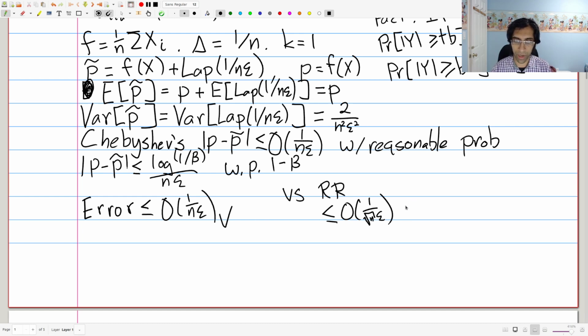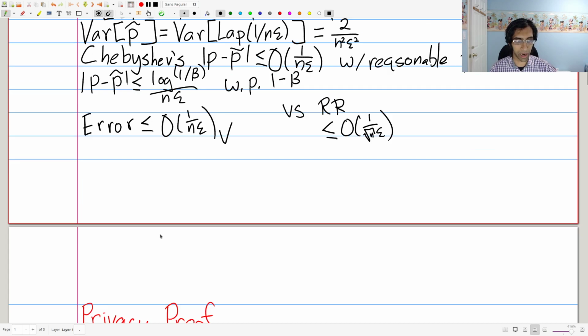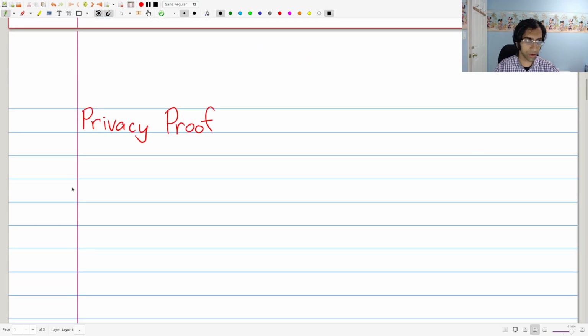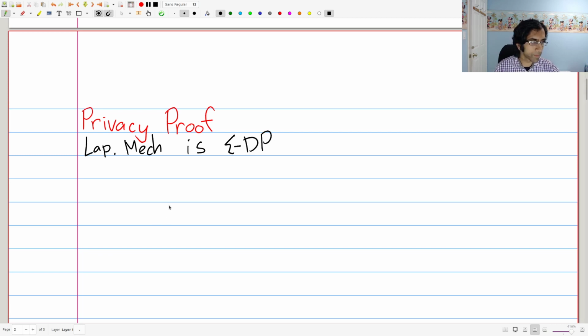Okay, now that's showing that it's going to be significantly more accurate than randomized response, but we haven't actually argued that this is at all private. So let's proceed and prove that the Laplace mechanism is epsilon differentially private. So let me just write that here. Laplace mechanism is epsilon DP. So let's prove this. And how do we do that? It'll go as follows. What we're going to do is let x and y be neighboring databases.